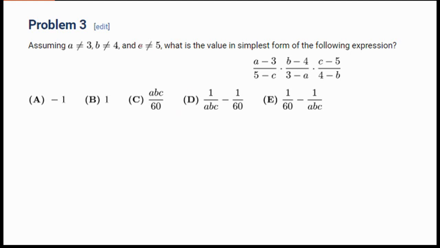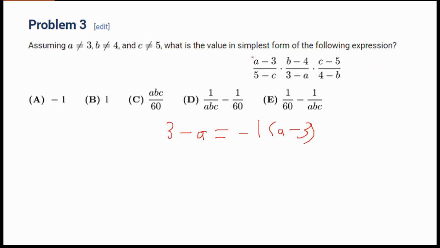Problem 3. Assuming A is not equal to 3, B is not equal to 4, and C is not equal to 5, what is the value in simplest form of the following expression? Once again, there are a lot of variables. However, these terms look the same, with 3 minus A actually being minus 1 times A minus 3, 4 minus B is minus 1 times B minus 4, and 5 minus C equals minus 1 times C minus 5.